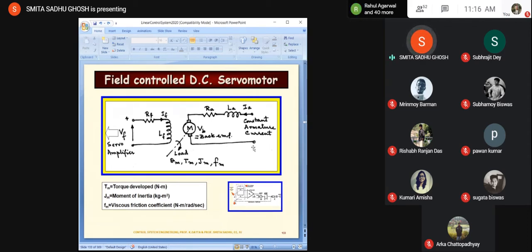And also you find over here VB denoting the back EMF produced in the motor. So now we are going to go into the derivation of the model of this component, that is a DC servo motor.